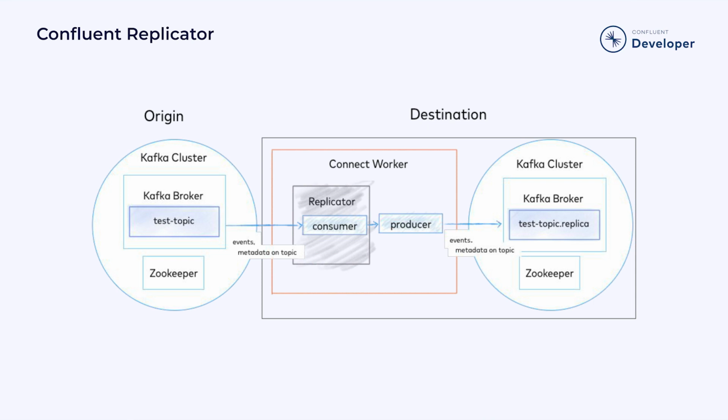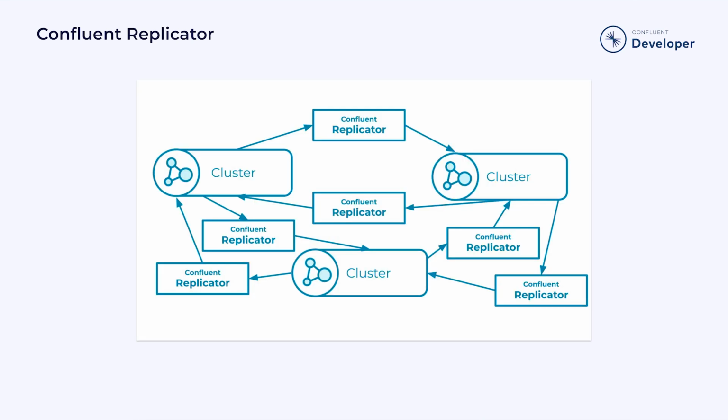Similar to what we saw with MirrorMaker 2, each source cluster requires a separate instance of Replicator, with each instance being self-managed. With only a couple of instances, this isn't an issue. However, once you start to scale your clusters, it quickly becomes difficult to manage each one.